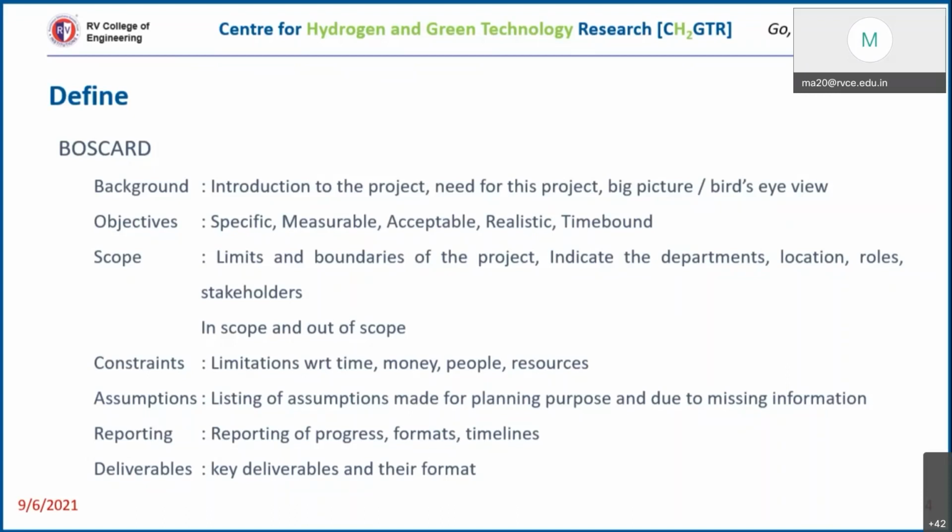Why now? That is something you are going to address under the need for this project, right? And you have to provide a big picture, a bird's eye view or an overview of the project in the background. All these things should be done within 4 or 5 lines, not more than that.